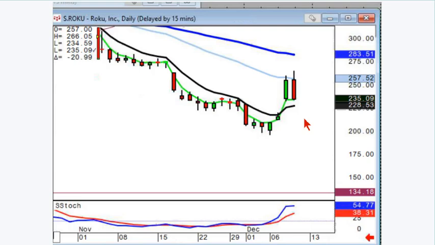DS, what chart were you wanting to illustrate on that?